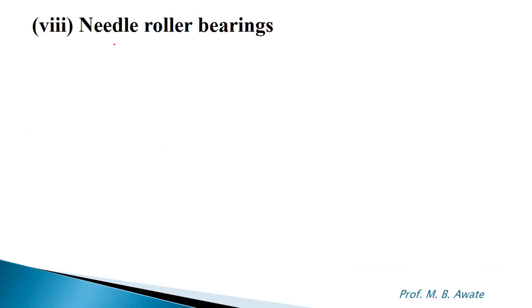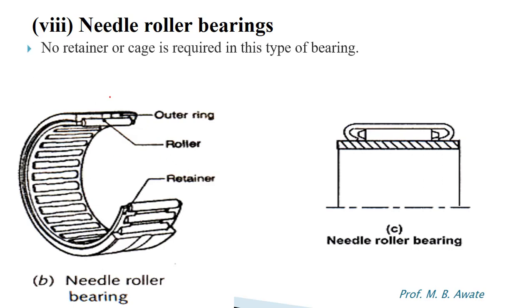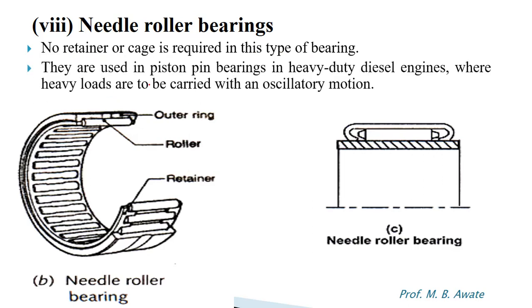The last type is known as the needle roller bearing. Here in the case of a needle roller bearing, the rolling elements have very small diameters, almost like a needle. That's why it is called a needle roller bearing. We will see the figure first. See here, roller, outer ring and retainer. Sometimes no retainer or cage is required in this type of bearing, and they are used in piston ring bearings in heavy duty diesel engines where heavy loads are to be carried with an oscillatory motion.